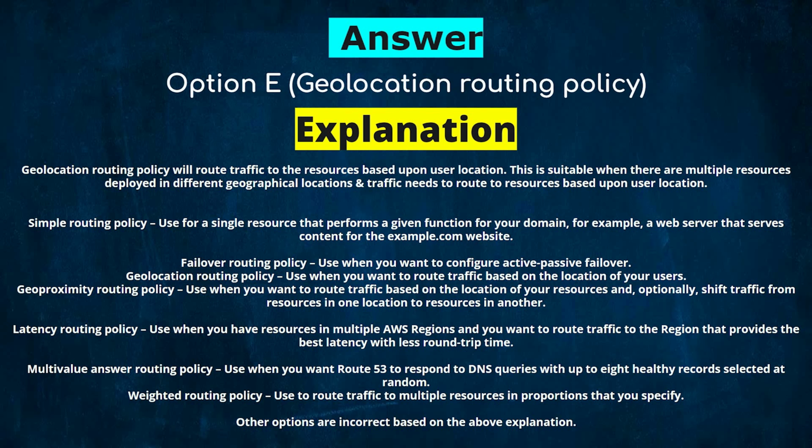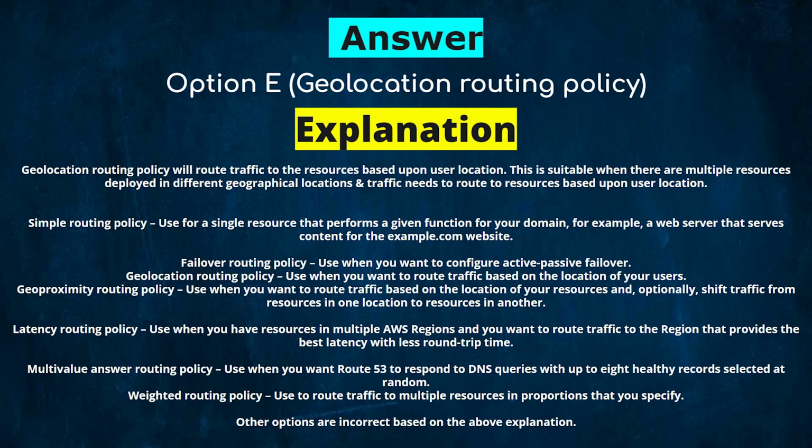This is suitable when there are multiple resources deployed in different geographical locations and traffic needs to route to resources based upon user location. Simple routing policy. Use for a single resource that performs a given function for your domain. For example, a web server that serves content for the example.com website. Failover routing policy. Use when you want to configure active-passive failover. Geolocation routing policy. Use when you want to route traffic based on the location of your users.